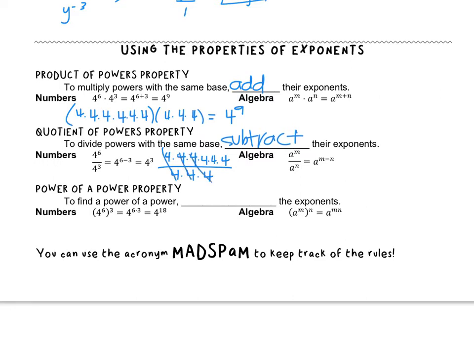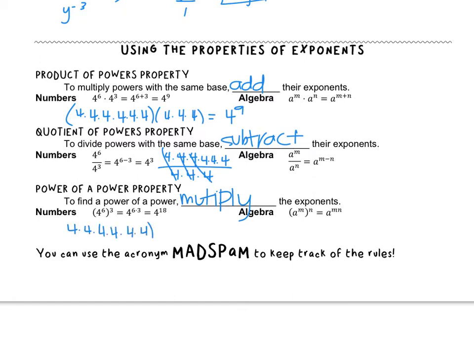And so then you can see you're only left with 3 4s. It's a pretty cool technique. And then the last thing is that we have the power of a power, which means you have a power, an exponent, being raised to another exponent, and then you multiply. So to find a power of a power, multiply the exponents. And why that works is you have 4 6s.